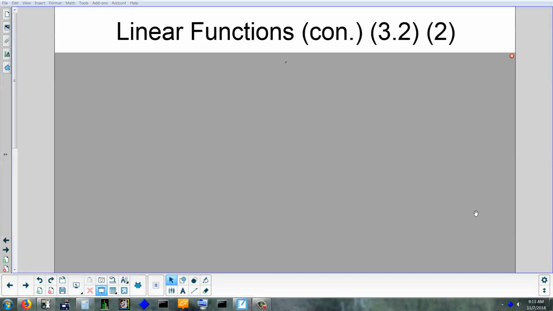Alright, so let's take a look at the second part of section 3.2. So we're still talking about linear functions. Can someone just break that down for me? Let's start with linear. What does linear mean when you draw it?